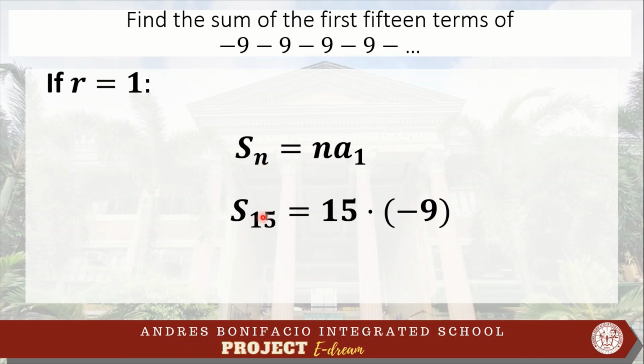N is the number of terms, so we have the first 15 terms, so n is 15. So S sub n equals n, 15, times the first term, and that is negative 9. So the sum of the first 15 terms is 15 times negative 9, negative 135.